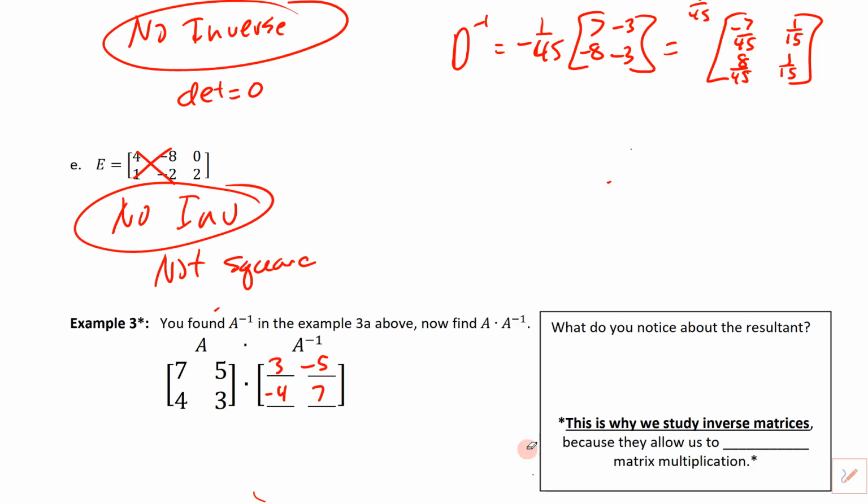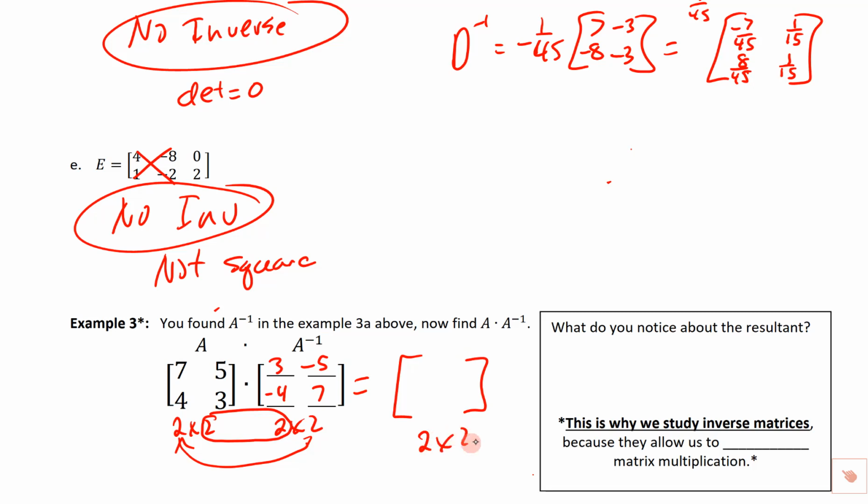Now, we've got some matrix multiplication to do here, so let's just go ahead and take a look at that. This is a 2 by 2, and this is also a 2 by 2. Remember, the inner dimensions have to be the same. If those are the same, then the resultant has the outer dimensions. So this is going to be a 2 by 2. And I like drawing those little lines right here so I know how many elements I've got to find.